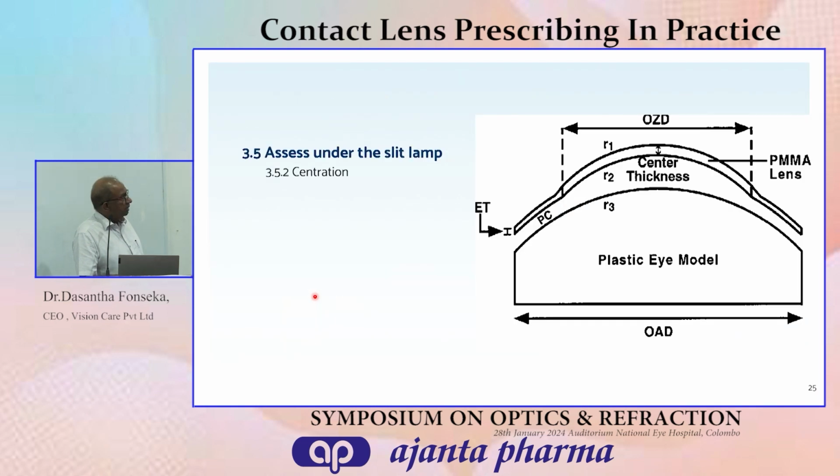This is the tear lens that we are looking at. So this is the cornea, and then this tear lens takes up astigmatism in the hard lenses.